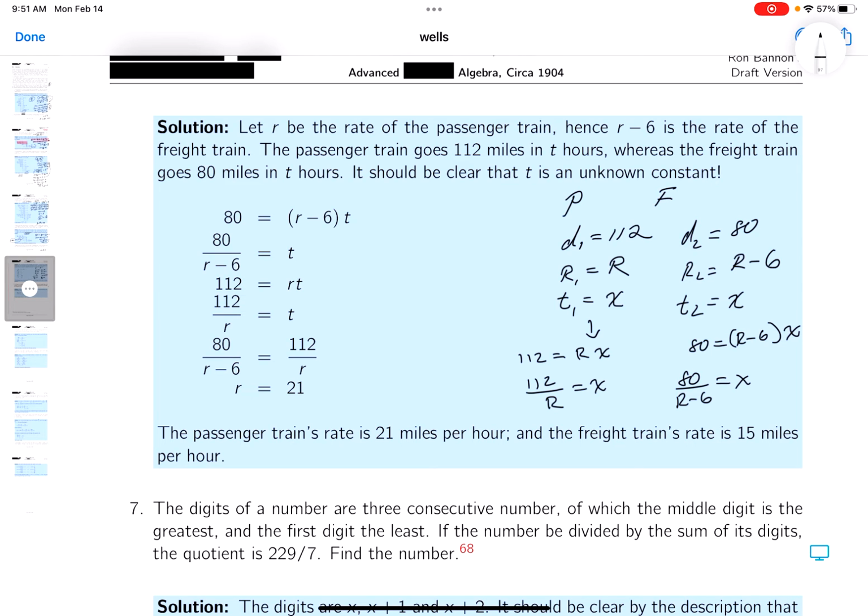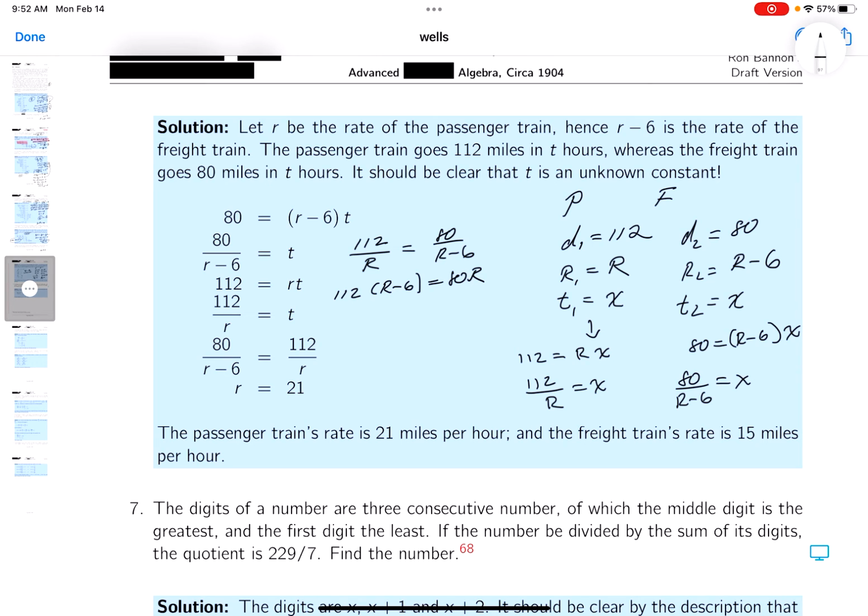And what's the equation going to be? 112 over R is equal to 80 over R minus 6. I'm going to multiply both sides by the LCD. Some people call it cross multiplication, whatever works, all right? 112 times R minus 6 equals 80R. I'm the kind of person who likes to get the numbers to be a little bit smaller. I'm going to divide both sides by 2.